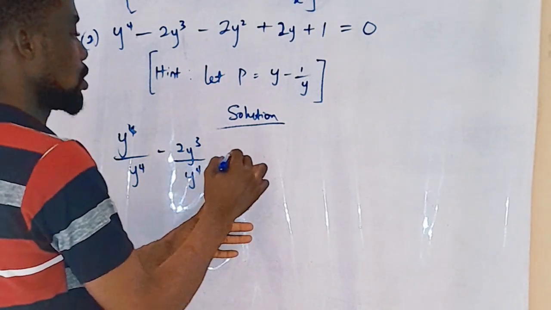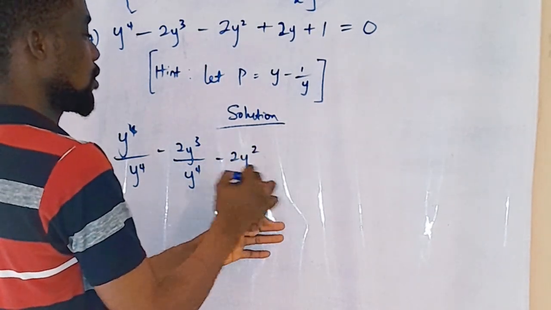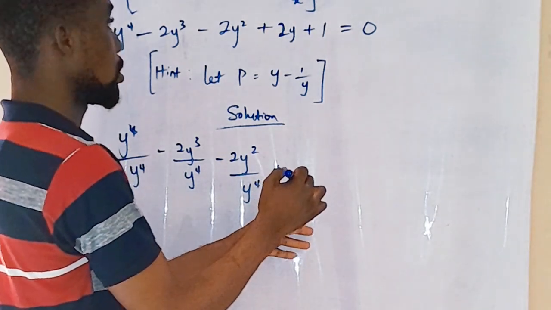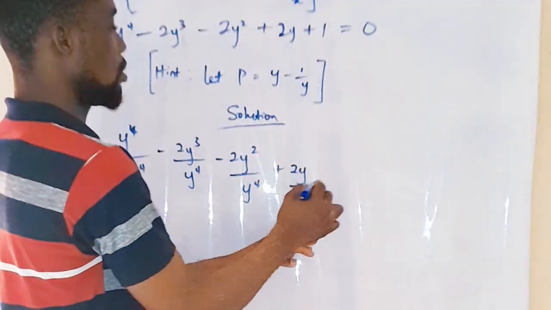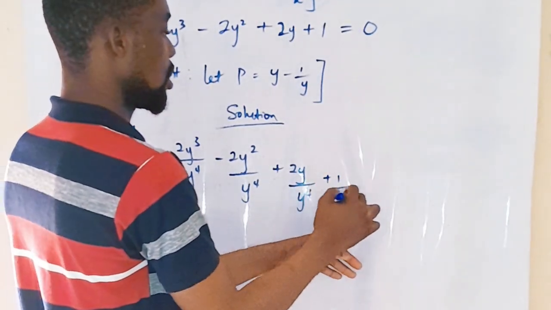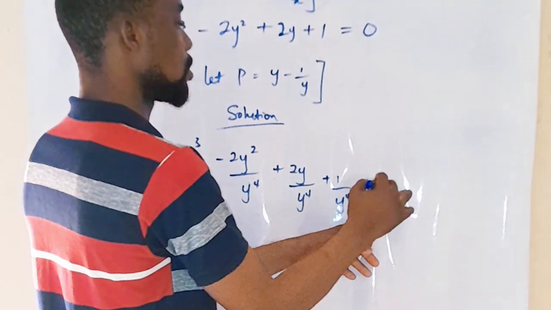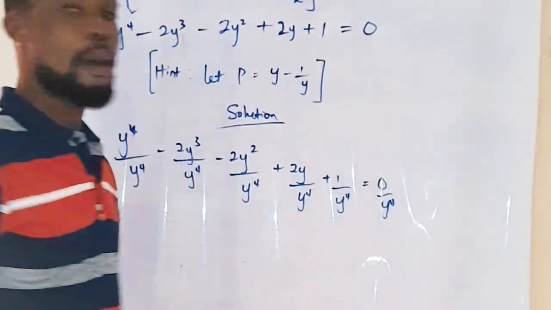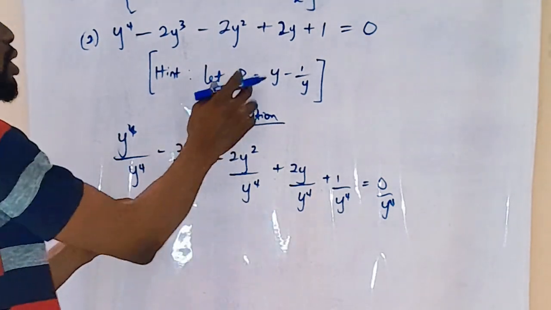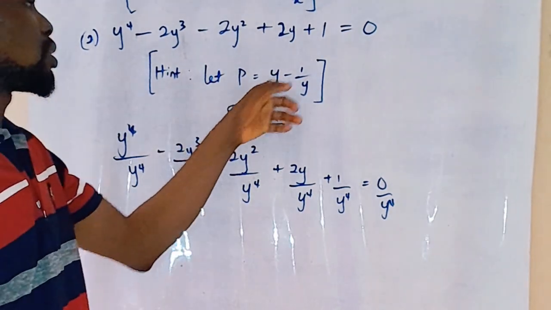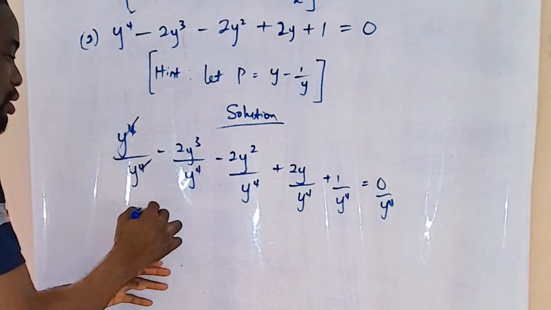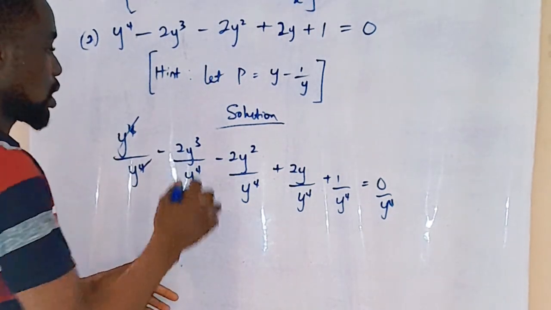Alright? Minus 2y to the power 2 divided by y to the power 4, plus 2y divided by y to the power 4, and then plus 1 divided by y to the power 4, all equals to 0 also divided by y to the power 4. Now at this point you group and then represent it with p, whereby you see y minus 1 over y. So at this case, what do I have? I have this as 1. Alright. So I have this gone.